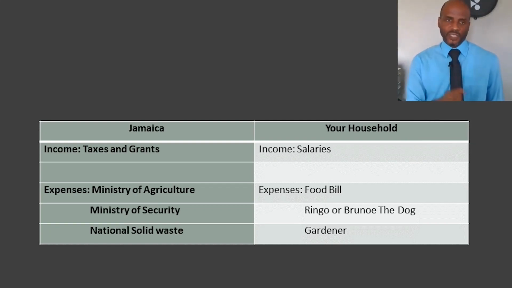For the household. Government, National Solid Waste, right? So money has to be provided for that entity. So compared to the household budget, that would be a gardener, right? So the man who cuts the yard and cleans up and all of that stuff. So for ease of comparison, we say that man will be compared to your National Solid Waste, right? So, trying to simplify what the budget process is all about.